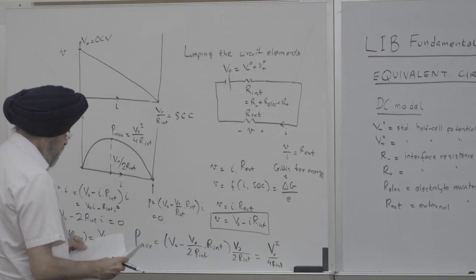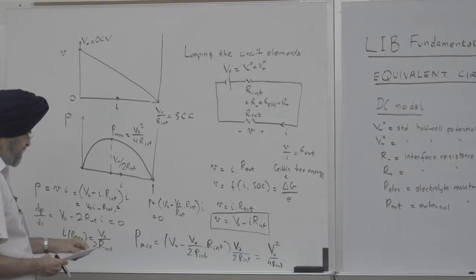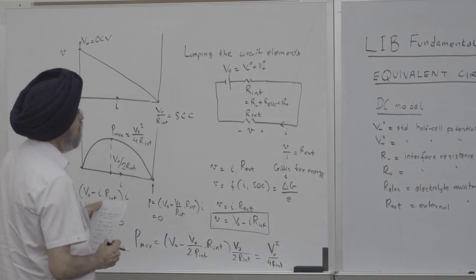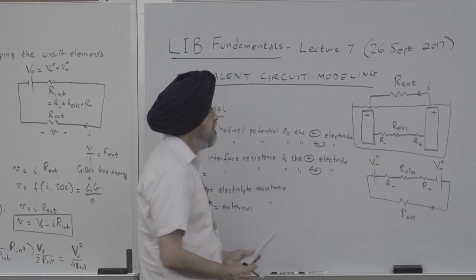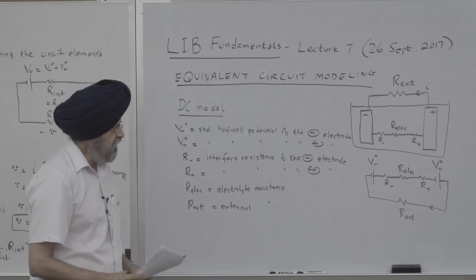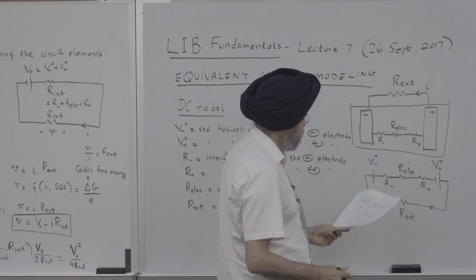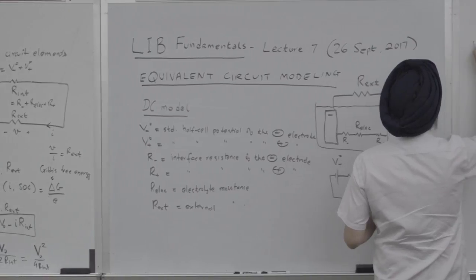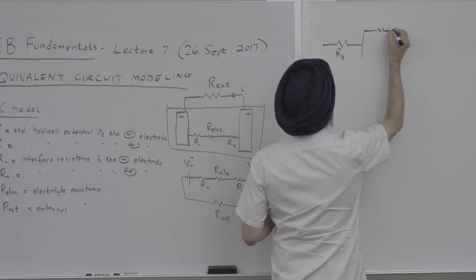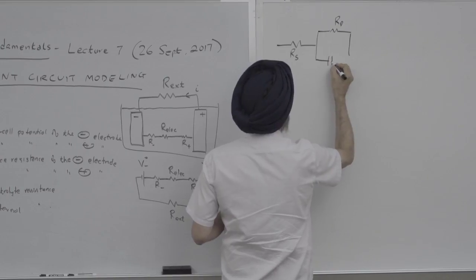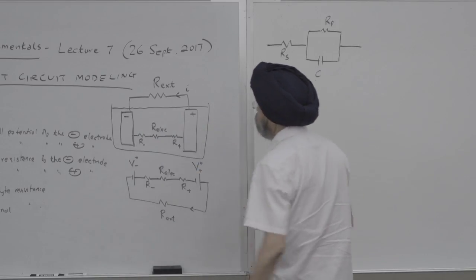So this is a simple DC analysis, just an introductory kind of presentation. But if you want to know what's happening inside the battery, then you need to do AC analysis. People have done that, and one of the simplest ways of representing this cell electrically is a circuit that looks like this. This is RS, this is RP, and this is capacitance C. This would be the simplest way of representing what's happening inside this battery.